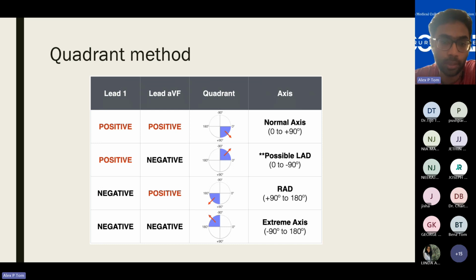So this is lead 1. Anything positive will get recorded here, and this is AVF. Anything positive will get recorded in the positive limb, and this is where it's going to be. And then again, the same thing. You look at lead 1, positive or negative, and you plot it accordingly, and then you will get different axes with different net QRS deflections. So that is how you do a quadrant method.